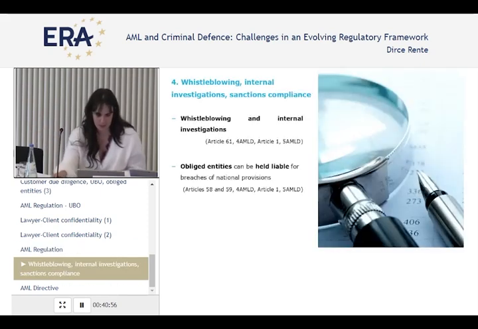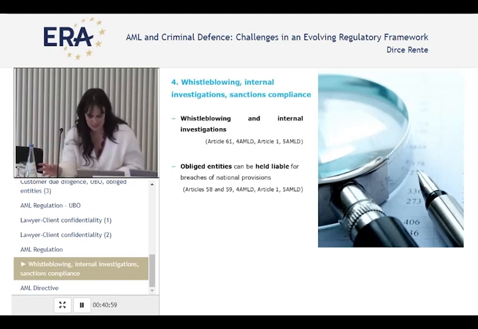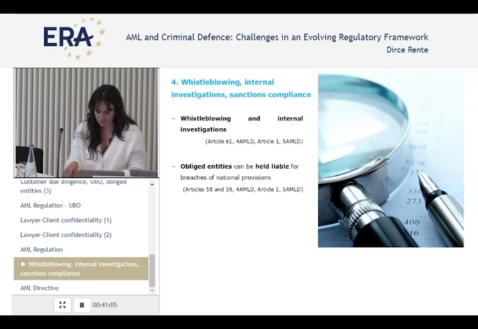Then, my last point: whistleblowing, internal investigation, and sanctions compliance. I'm going to be very brief. Currently, in the directive, Articles 58 and 59 say that at least breaches that are serious, repeated, and systematic, or a combination of these, shall be sanctioned. Then it sets a series of administrative sanctions that can be applied in Article 59, and the factors that should be taken into account in order to set these sanctions in Article 60. And then Article 61 contains provisions in order to protect whistleblowers.